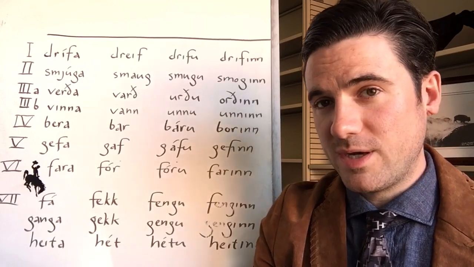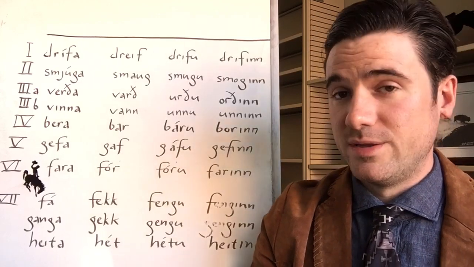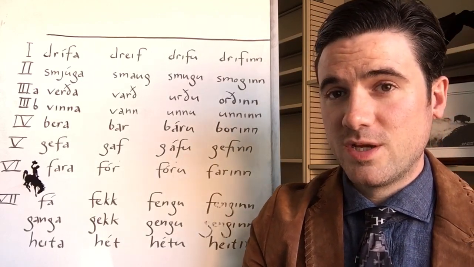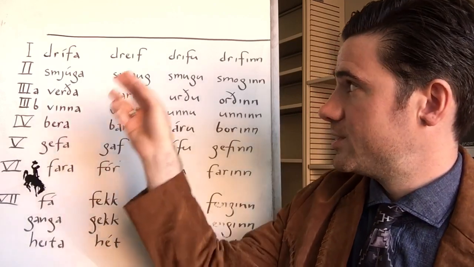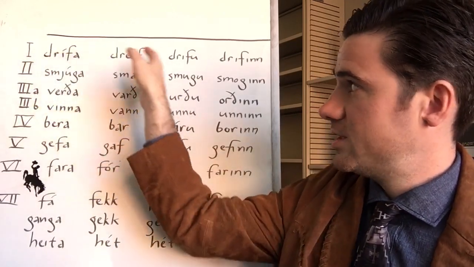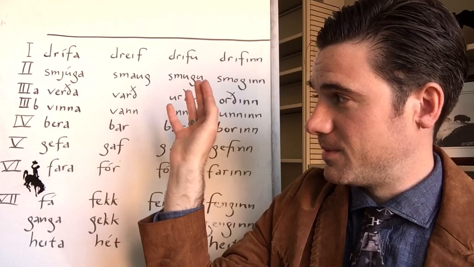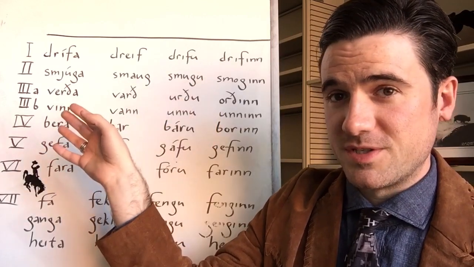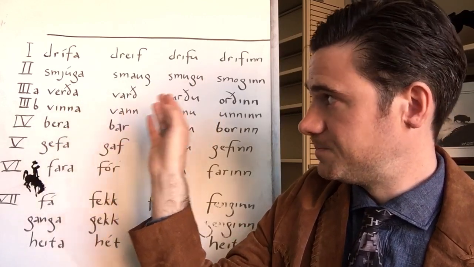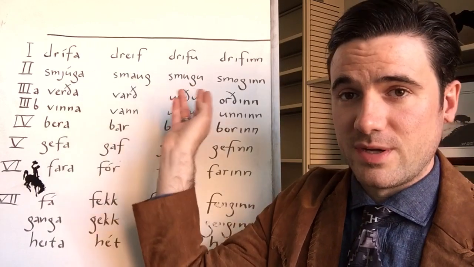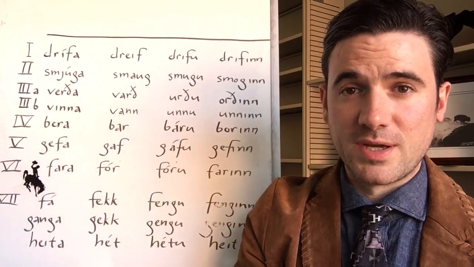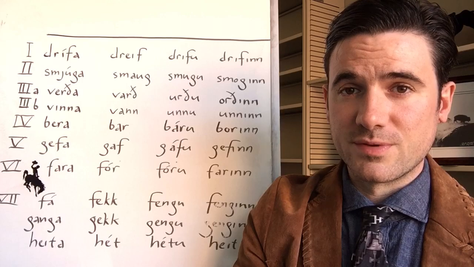So keeping in mind i-umlaut and keeping in mind this chart, you can then construct all of the forms of the verb if you just put one of these in each corner. So let me wrap up this introduction to Old Norse verbs by looking at verbs of a couple different classes. Let's take drífa as our first example after looking at the classes of strong verbs.